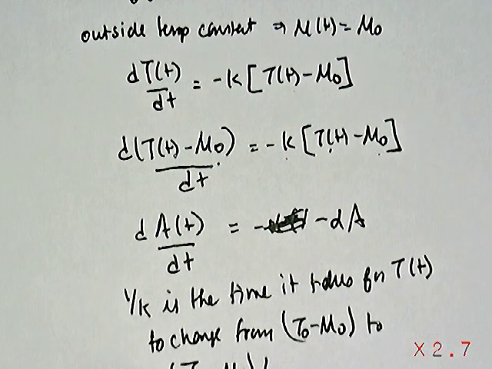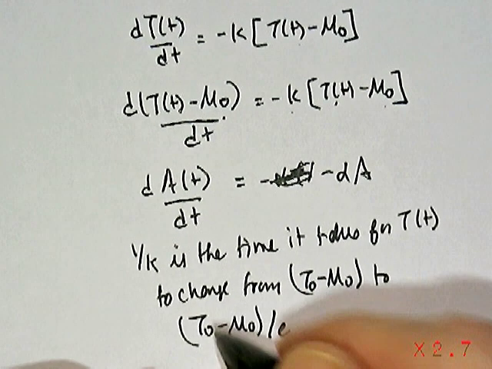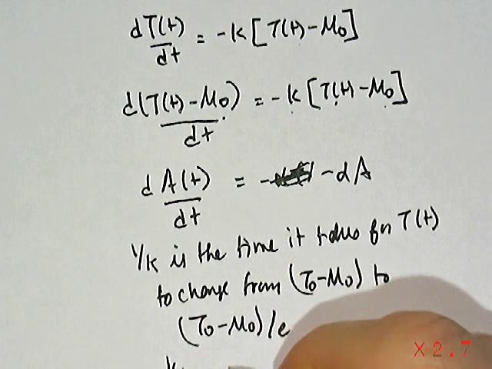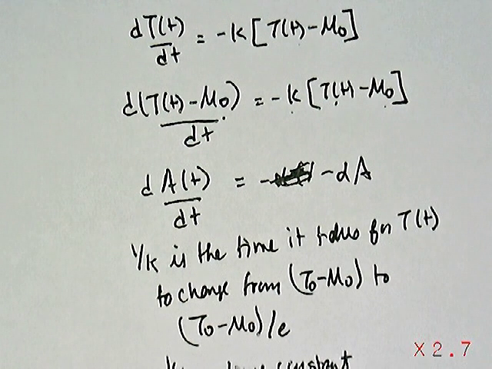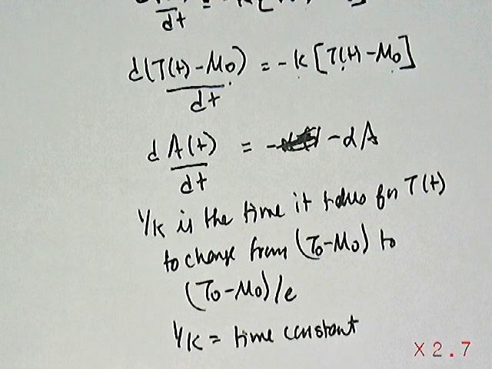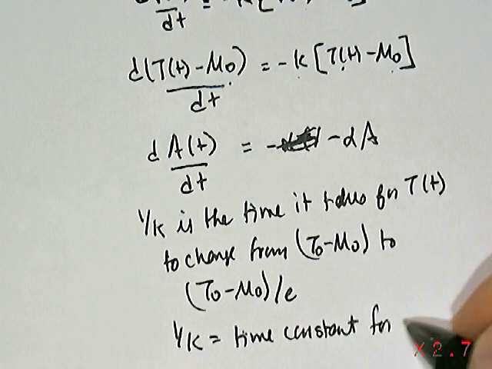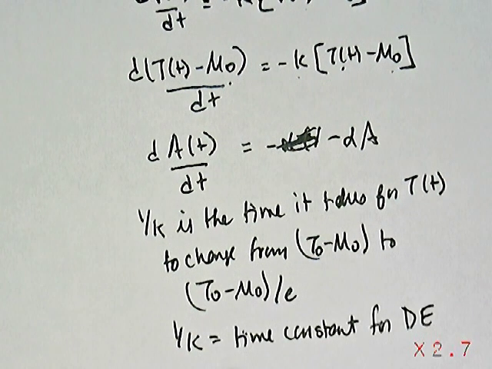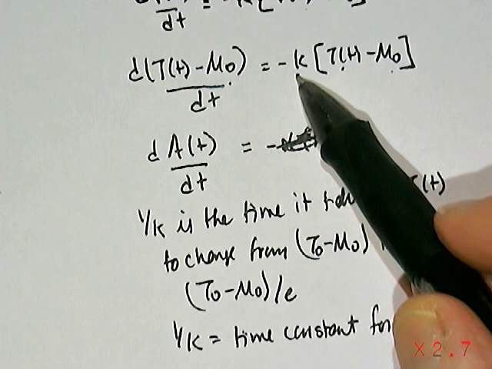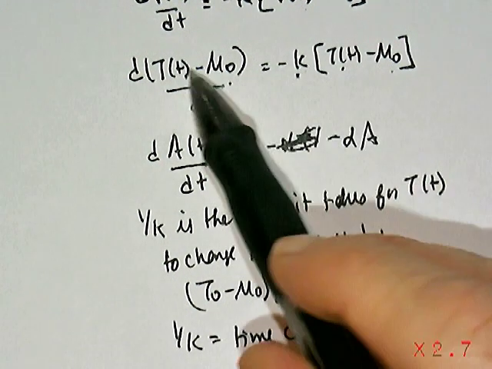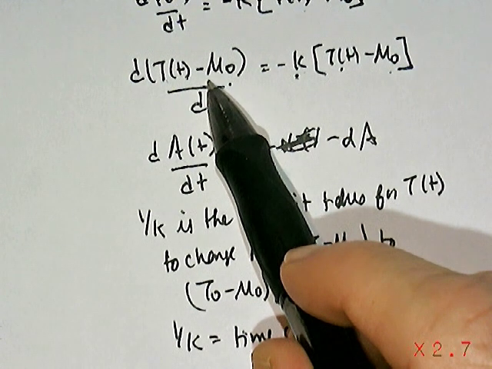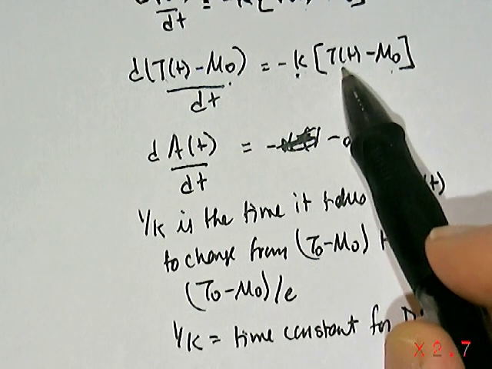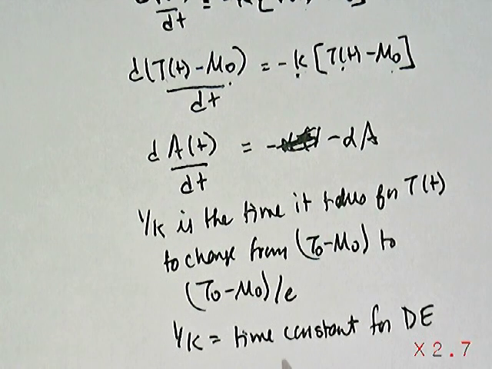And that 1 over K value has a particular name. 1 over K is called a time constant. That is your time constant for the differential equation. So it's 1 over K when you can write the differential equation in this particular form, where you have the same function represented here with just minus K in front of it.